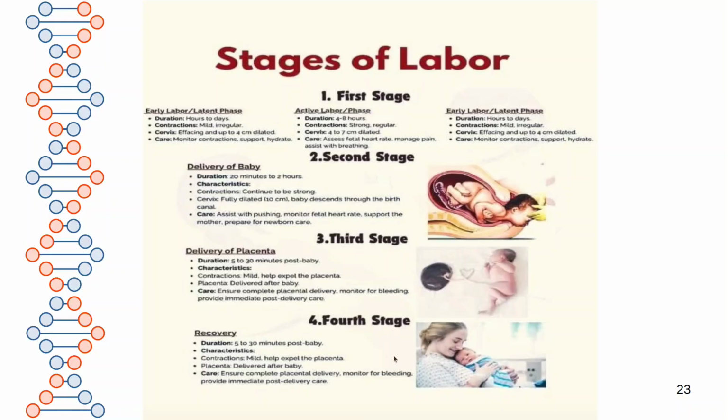Then the fourth stage of labor is the recovery phase. Duration is 5 to 30 minutes post-baby. Contractions are mild. Ensure complete placenta delivery and monitor for bleeding. These are the 4 stages of labor. So if you get a question on how many stages there are in labor, you have to tell 4 stages. First stage, second stage, third stage: what happens? Second stage is delivery of the baby, third stage is delivery of the placenta, and fourth stage is the recovery phase.